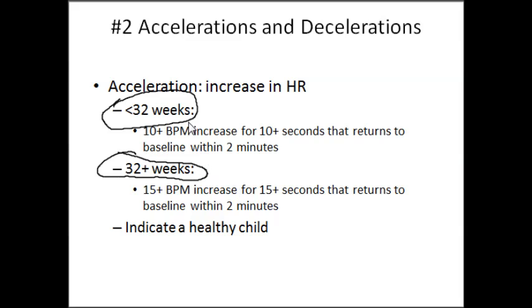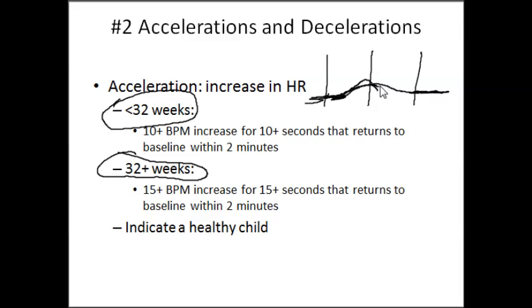So before 32 weeks, an acceleration would be 10 or more beats per minute increase in fetal heart rate. So if we're at 140 right here, it'd be increasing up to 150, 155, somewhere up there for 10 or more seconds. So remember, each one of those lines was a minute. So we're just talking for at least a little bit of time. That returns to baseline within 2 minutes. So if there's another minute box, so 1 minute, 2 minutes, our acceleration would go back down to baseline. Then we'd finish off baseline for a bit.